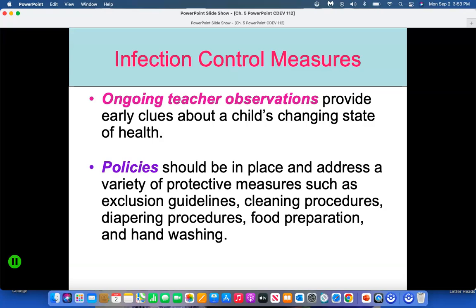You want to make sure to have cleaning procedures in place, diapering procedures, food preparation, and hand washing. These are all good licensing policies and also should be included in the handbook at all child care centers or preschool centers.